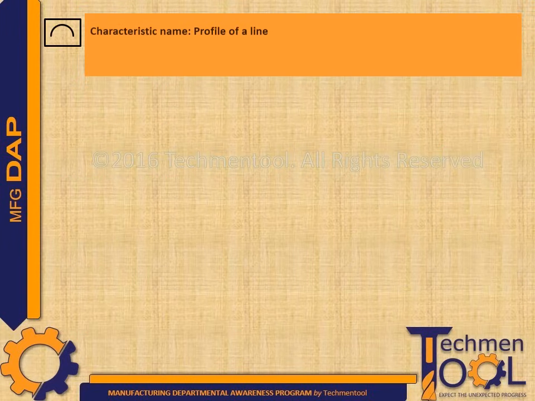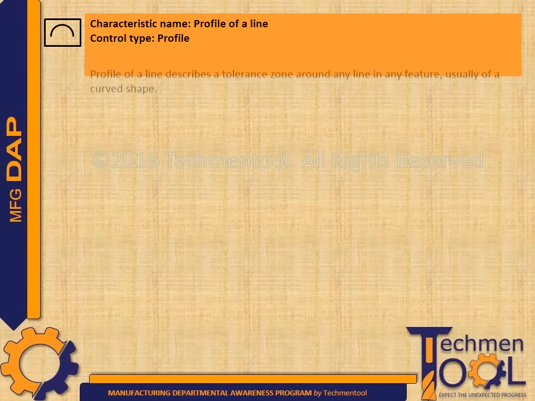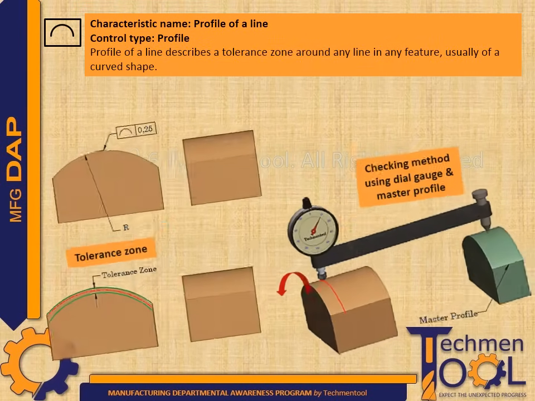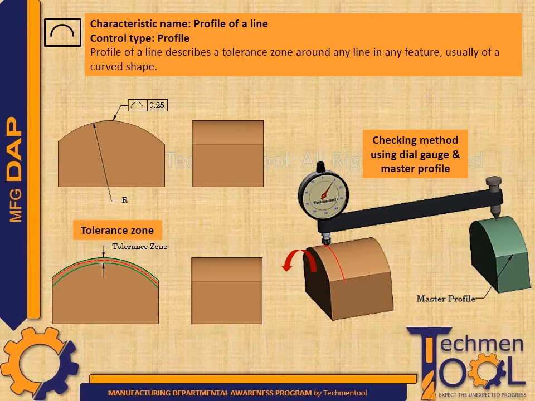Let us go through profile of a line characteristic. Its control category is profile type and it controls the profile of a line at any point of the feature, usually of a curved shape. In the given example, the tolerance zone of 0.25 of the curved feature will be measured using a dial gauge by moving its plunger on the surface of the feature, keeping the master profile as a reference for the movement, as shown in the picture.